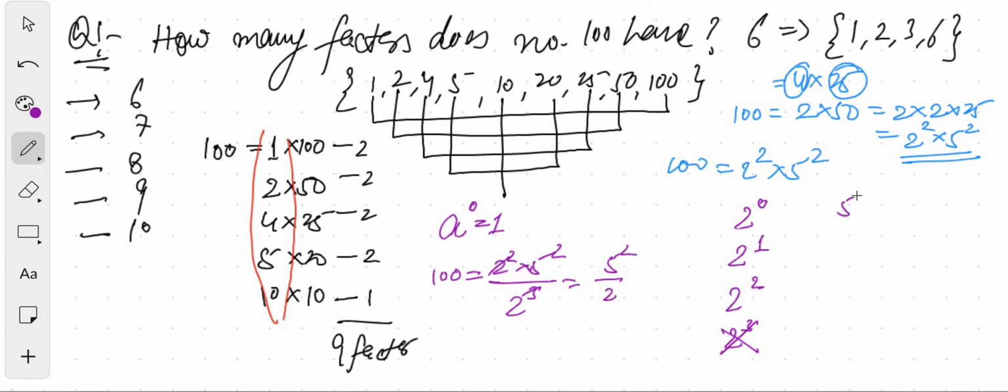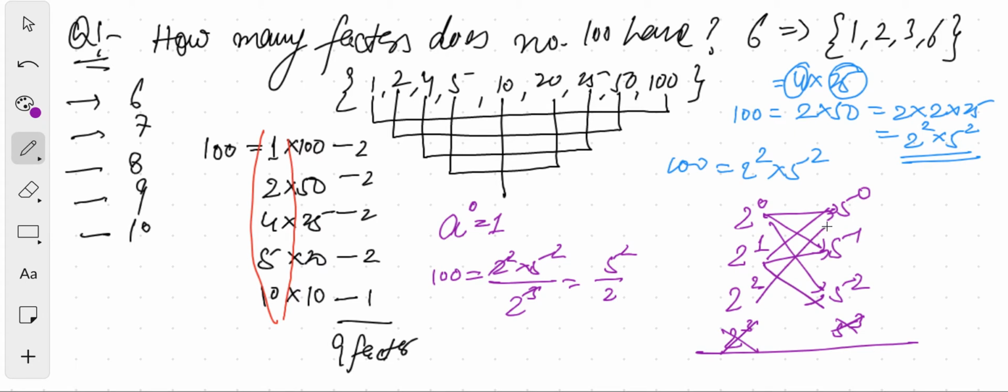Similarly, we figure out that 5 to the power 0, 5 to the power 1, 5 to the power 2 are factors of 100, and any higher power of 5 will not be a factor of 100. Another thing is that if you take the multiplication of any two numbers, one from the first column and one from the second column, it will also be a factor of the same number. So the total possible combinations that we come up with are 3 into 3, that is 9.